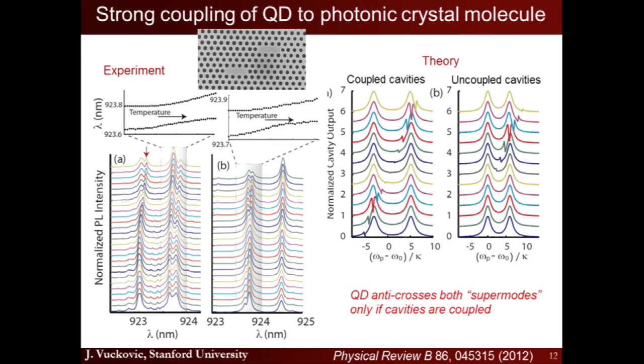Okay, so now we have a system, a strongly coupled photonic molecule and a quantum dot. The question is, what can we use this for? And the idea is to use it for non-classical light generation.